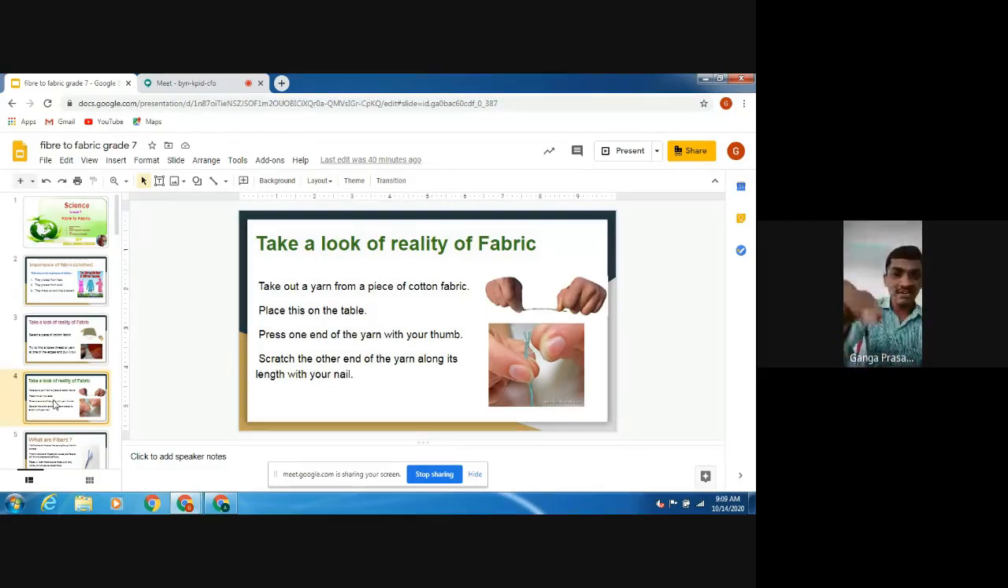Excuse me, these thinner strands are called fibers. Did you get small thinner strands? Yes, sir.